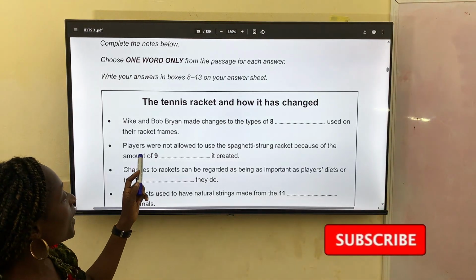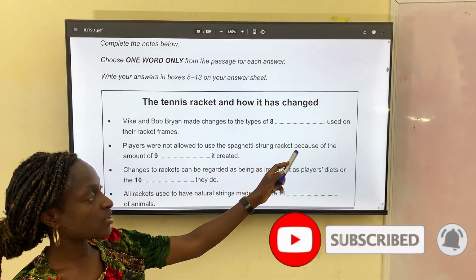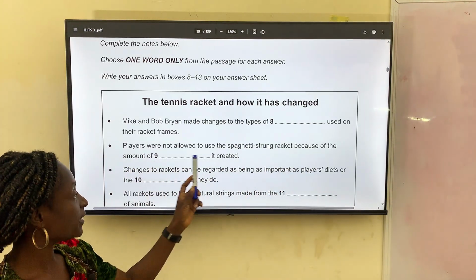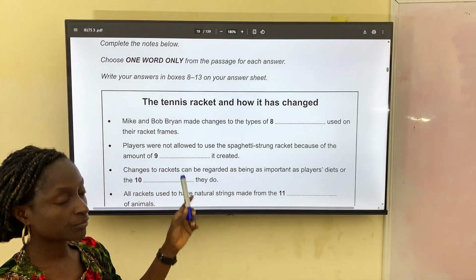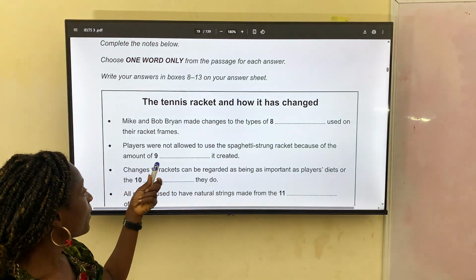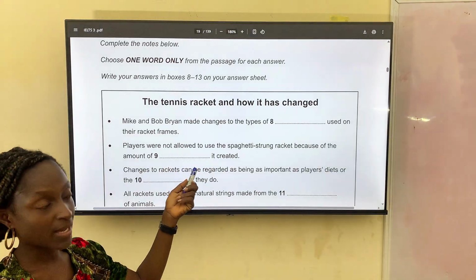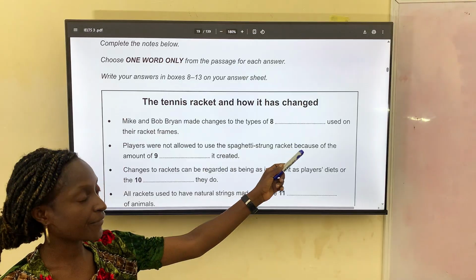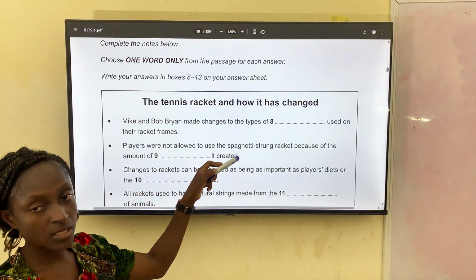Now, players were not allowed to use the spaghetti string rackets because of the amount of dash it created. Amount of, so much, they are synonymous with each other. So now, what do we have in front of so much? Top spin. That's our answer. So we have players were not allowed to use the spaghetti string rackets because of the amount of top spin it created.